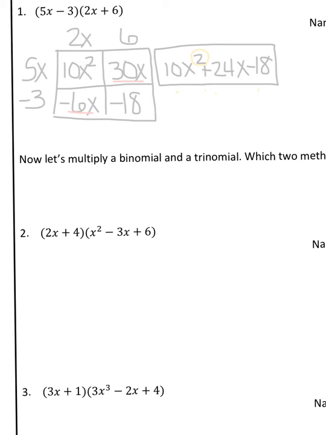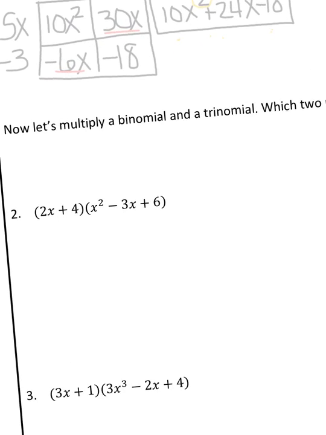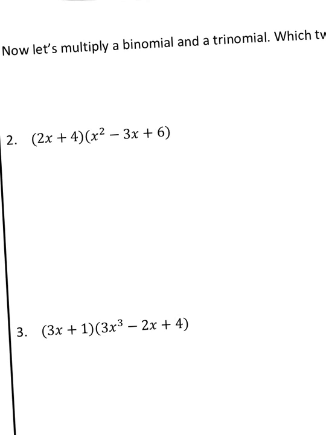So really, when you're multiplying a binomial times a trinomial, you're going to use the distributive method.